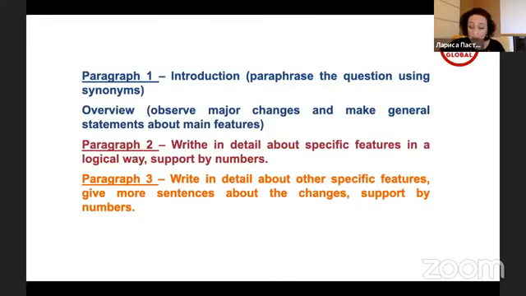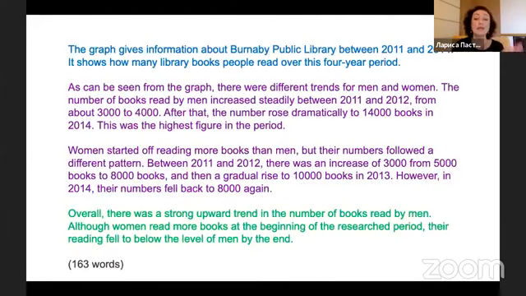So please pay attention that we do not write any numbers in the overview. You should write numbers in body paragraphs only. So we have mentioned the line graphs. Here we can see the basic sample answer for the graph that we have talked about.